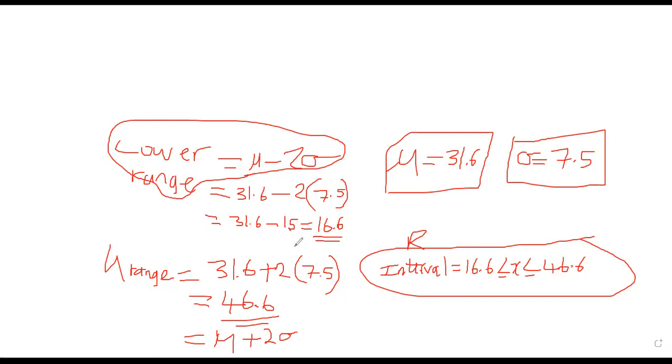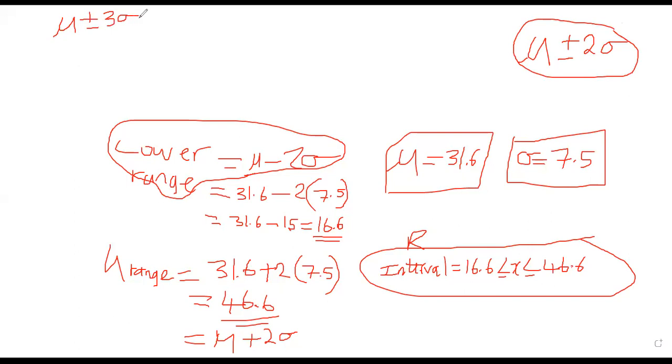Yes, sir. So the one you use a plus, the other one you use a minus. This is how you find the interval. Sometimes they will specify within the 2 standard deviations of the mean. So within the 2, the interval is mu positive or negative 2 standard deviations. When they say within 3 standard deviations of the mean, you use positive or negative 3 standard deviations.